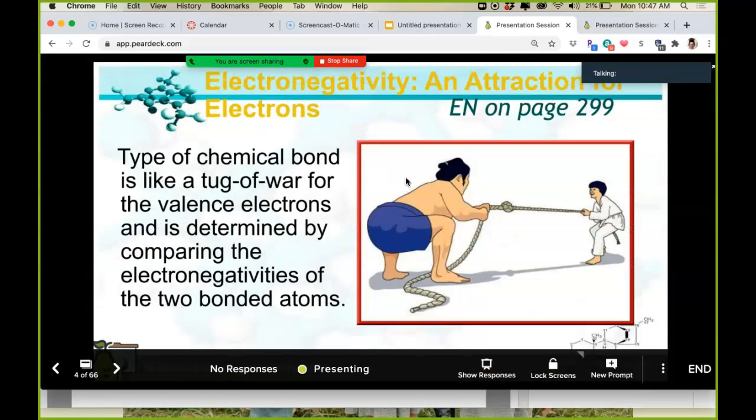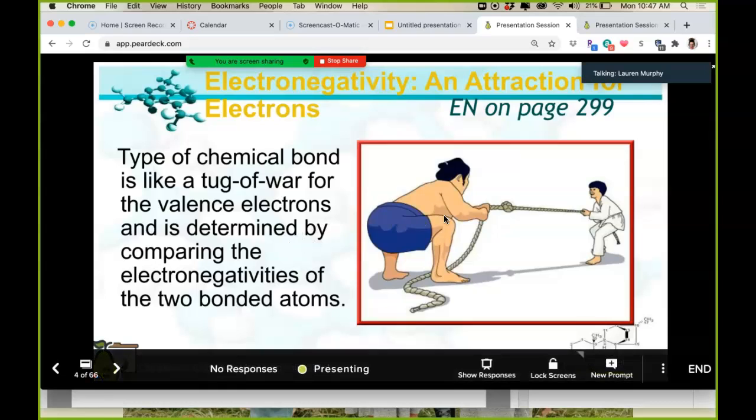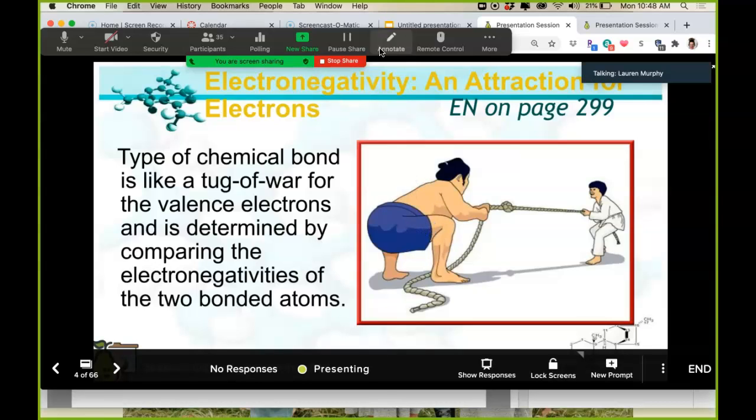So again, in a covalent bond, this is like a tug of war on the electrons. Polar and nonpolar are only for covalent bonds. It is not for ionic bonds. So we have this sumo wrestler, I guess he's not little, and then we have this other little guy. So in terms of the periodic table, who is the sumo wrestler? Who is the most attracted to electrons on our periodic table? Which element is it?